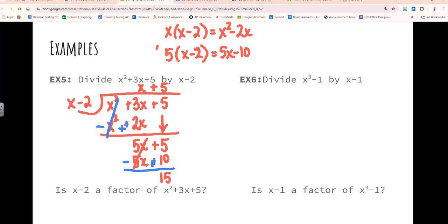The way we are going to write that for these, to get our final answer, is we are going to put plus 15 divided by whatever you're dividing by, in this case x minus 2. So if I write that answer out, my answer is x plus 5 plus the remainder, which is 15, over x minus 2.